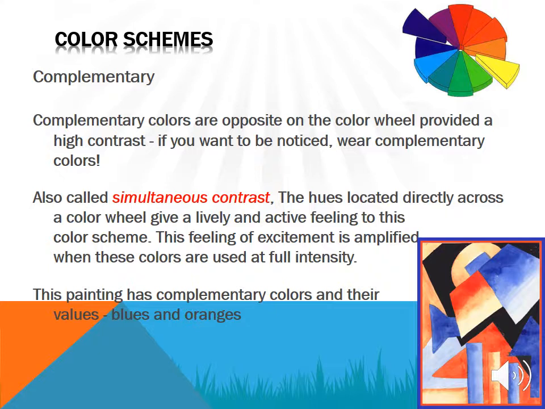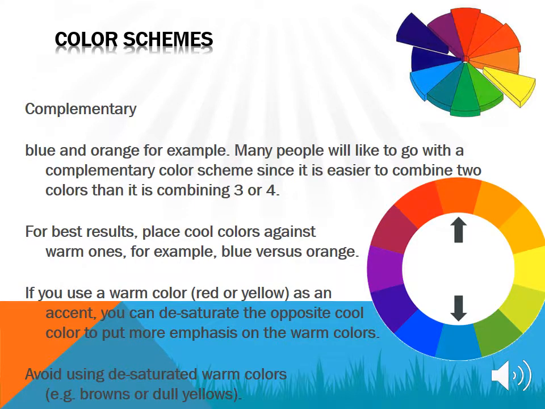This feeling of excitement is amplified when these colors are used at full intensity. This painting on the right has complementary colors, blue and orange, which are opposite colors on the color wheel. In the other example, blue and orange are a pair of complementary colors. Many people like to go with a complementary color scheme since it is easier to combine two colors than it is to combine three or four colors.